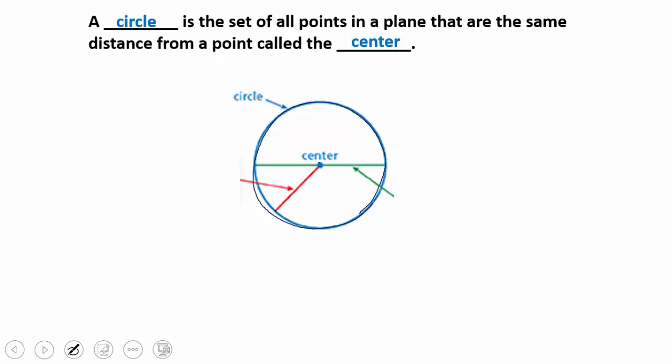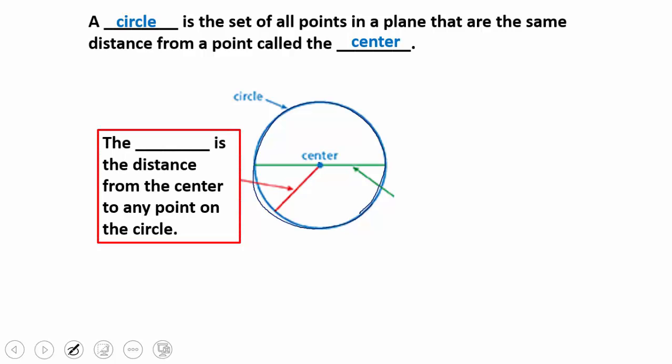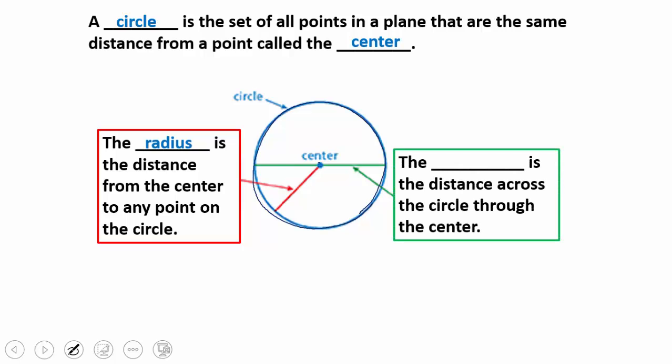And of course, there are some parts of that circle we need to know about. The first one, the red line. The red line is the distance from the center to any point on the circle. We call that the radius. And then of course we have the green line. The green line is the distance across the circle, except we specifically have to go through the center. We go all the way across the circle, passing through the center, and we call that the diameter.